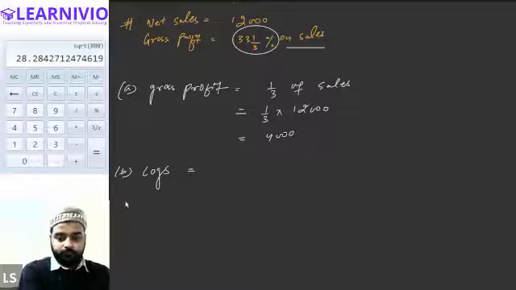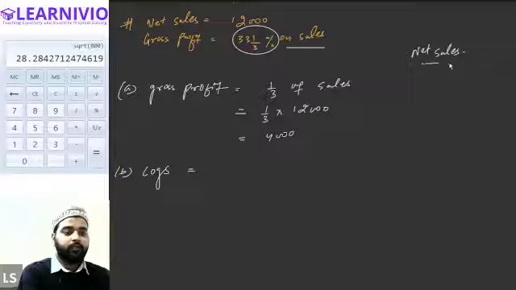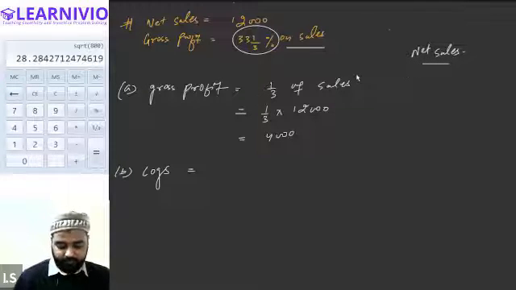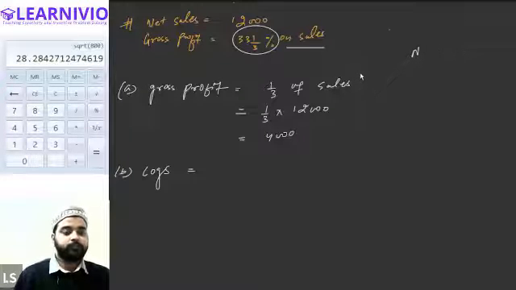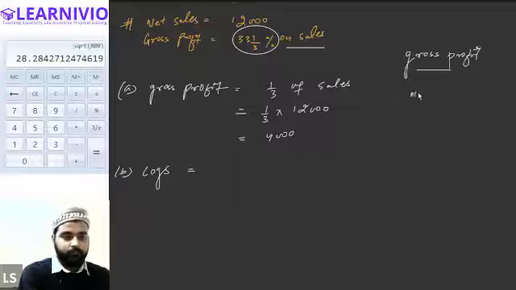Yes, sir. Okay, and I think I've already explained cost of goods sold. In order to find out the gross profit, what is the formula for finding out the value of the gross profit? Net sales minus cost of goods sold.